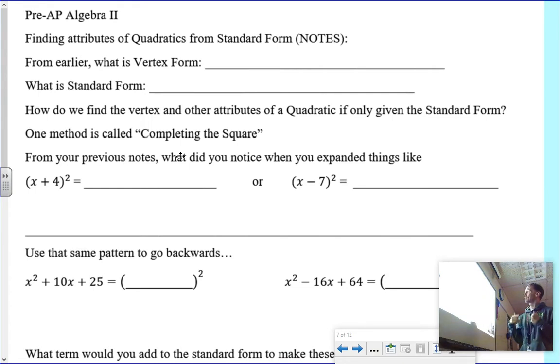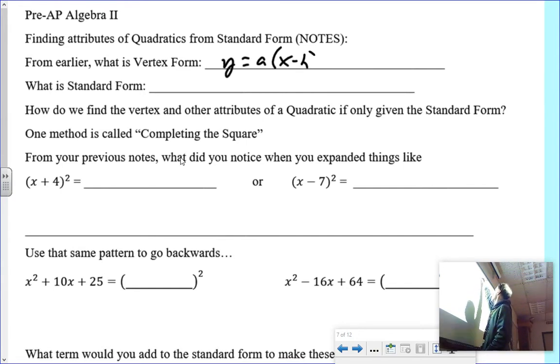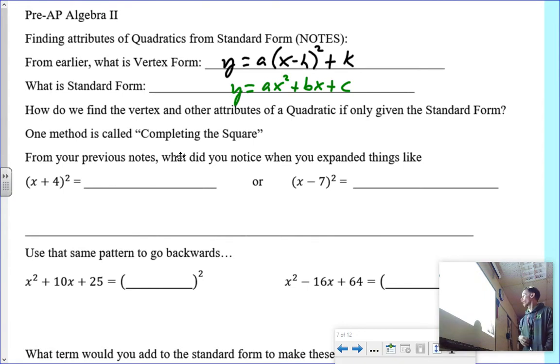Before we do that, let's review real quickly what those two forms look like. So vertex form we know is y equals a times (x minus h) squared plus k, where your vertex is at that (h, k) value. And then of course standard form looks like y equals ax squared plus bx plus c. You're going to hear me talk about the b term a little bit today. When I say that, that's just the coefficient of the x term, and a is the coefficient of the x squared term.